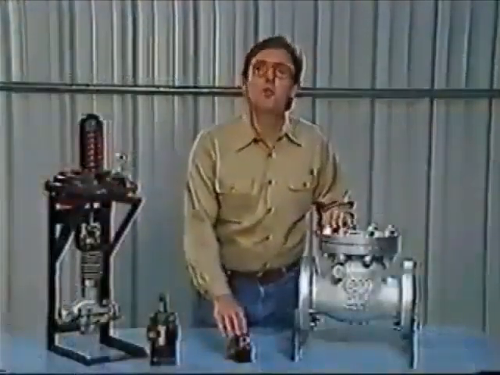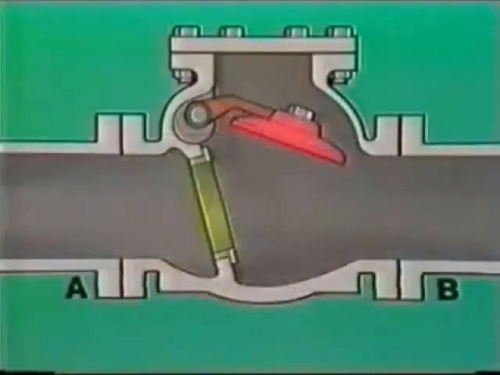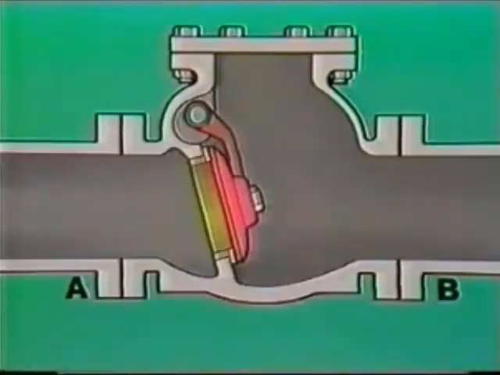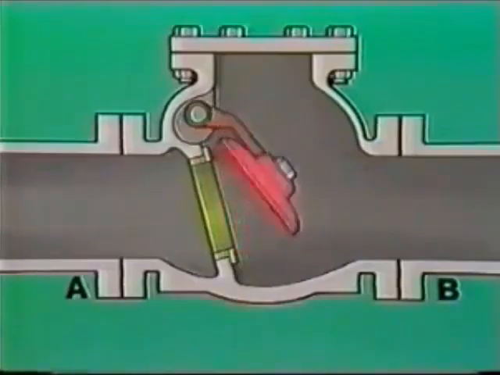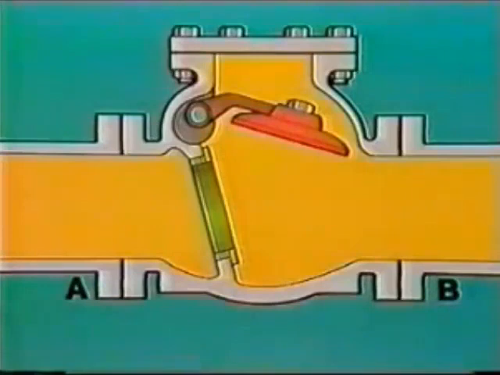Valves that control flow direction rather than flow rate are called check valves. Although check valves come in many different designs, they all provide the same basic service, which is to prevent the reversal of flow in piping systems. This is a swing check valve. The disc is free to move on its pivot pin either toward or away from the valve seat. As long as the flow is from A to B, the disc will flip away from the seat and allow fluid to pass through the valve.